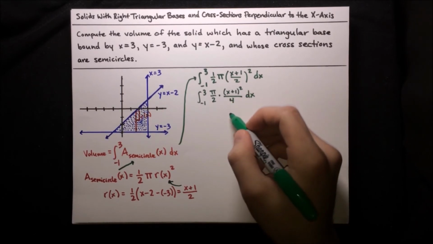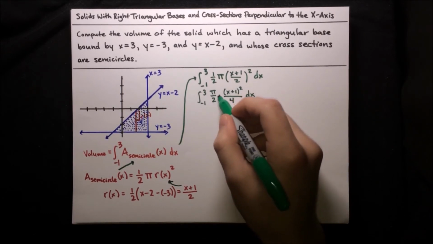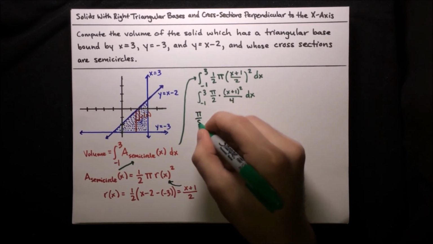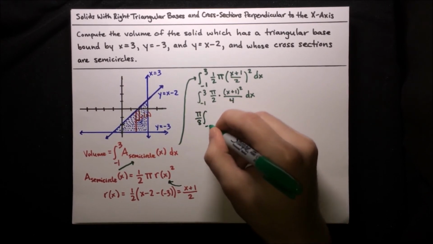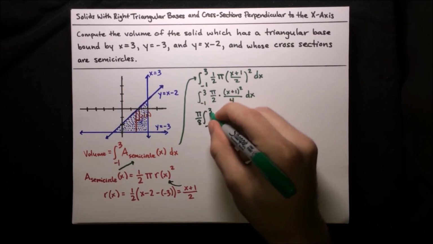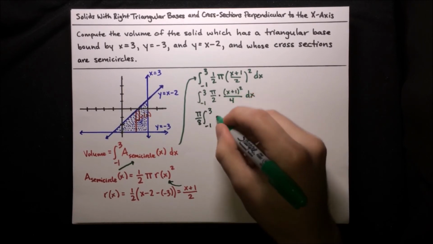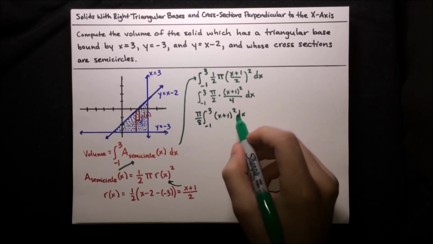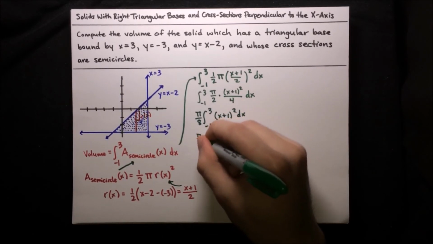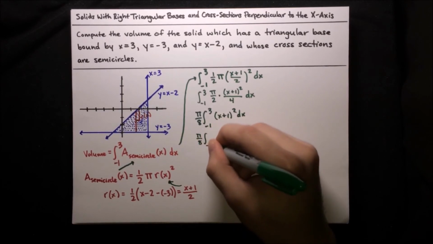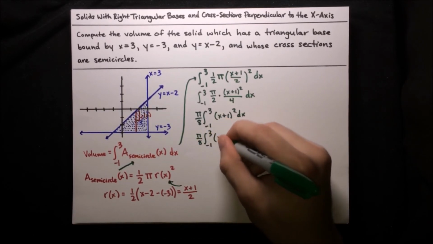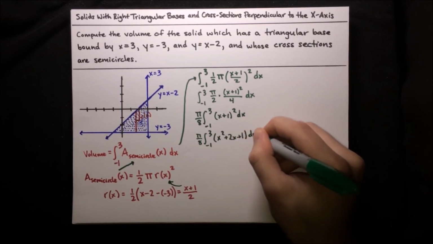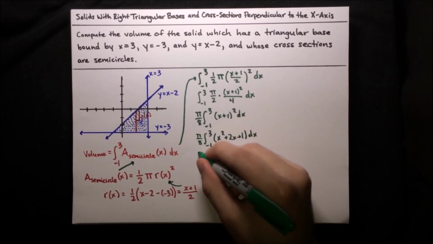Now let's simplify even further. Let's take this pi over 2 times a fourth and move it outside. So we'll get pi over 8 on the outside. Pi over 8 times the integral from -1 to 3 of (x plus 1) squared. Great. Now let's go ahead and expand out that inside. So we get pi over 8 times integral from -1 to 3 of x squared plus 2x plus 1, that all dx, and now we can actually take the antiderivative.